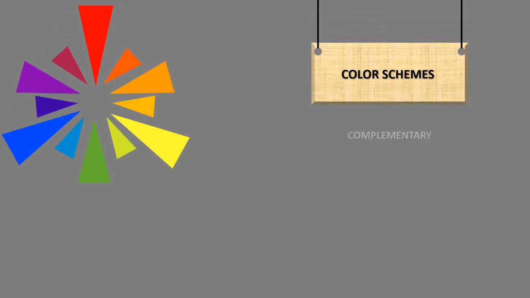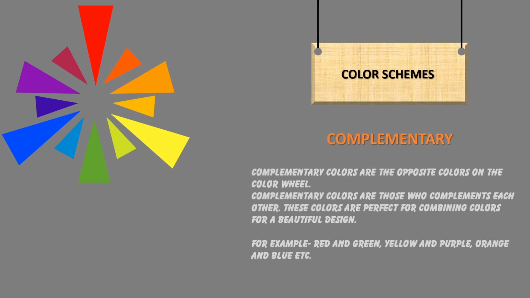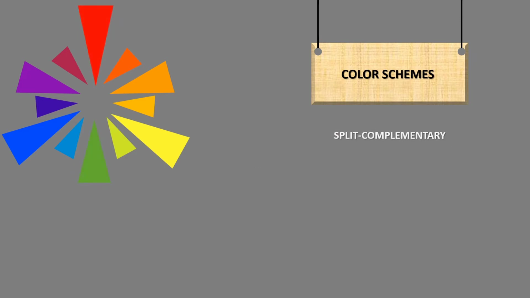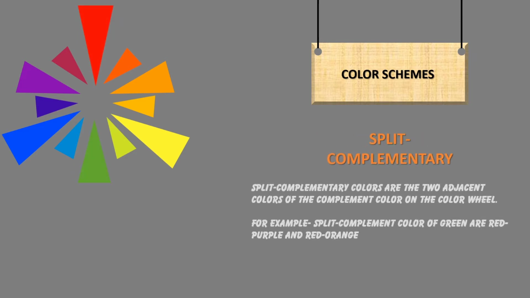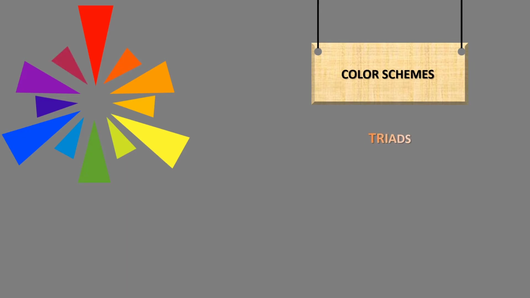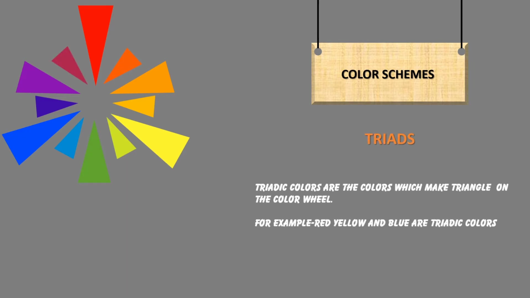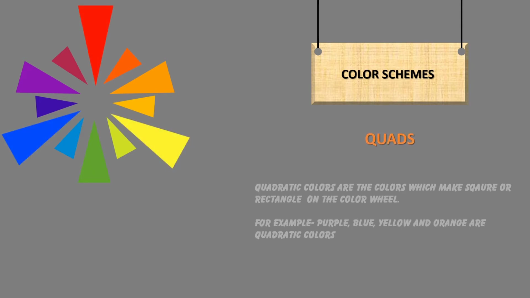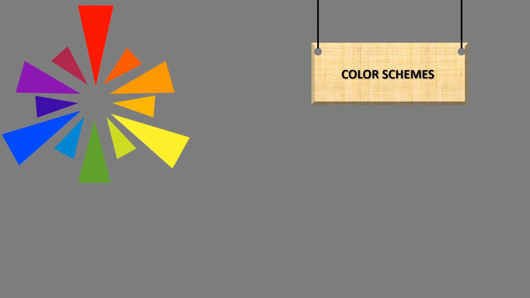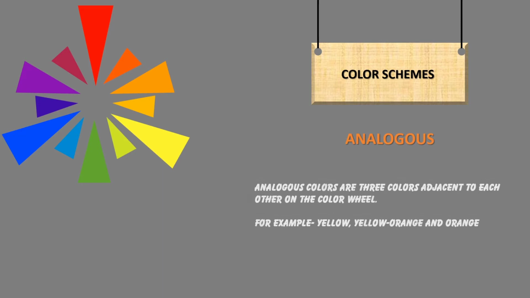Now let's study color schemes. Complementary. Complementary colors are the opposite colors on the color wheel. Split complementary colors are those which are adjacent to the complement color. Triads are those colors which make a triangle on the color wheel. Quads are those colors which make quadrants on the color wheel. Analogous colors are the colors that are adjacent to each other on the color wheel.